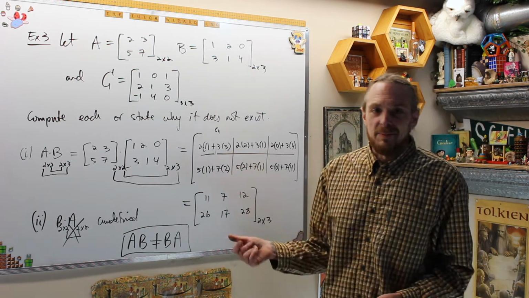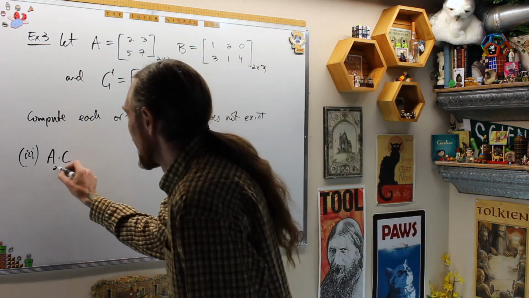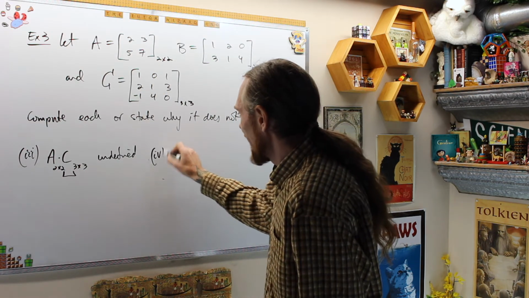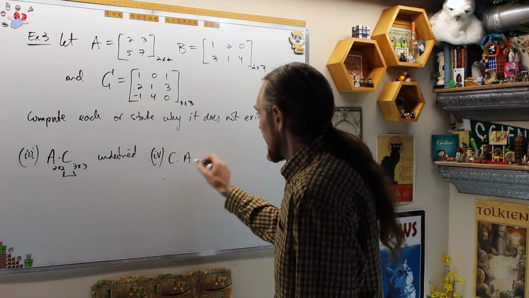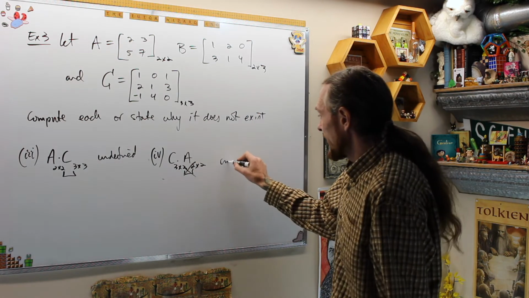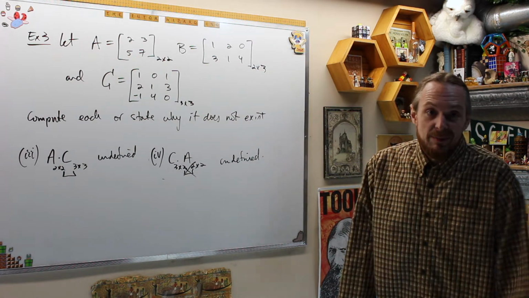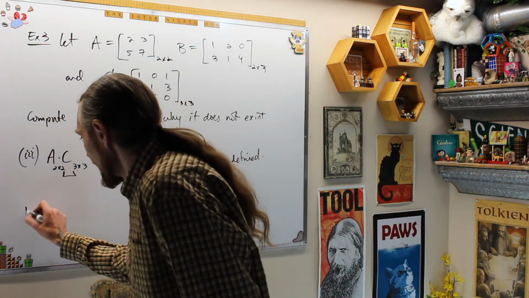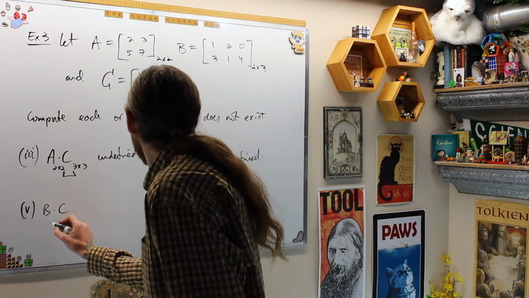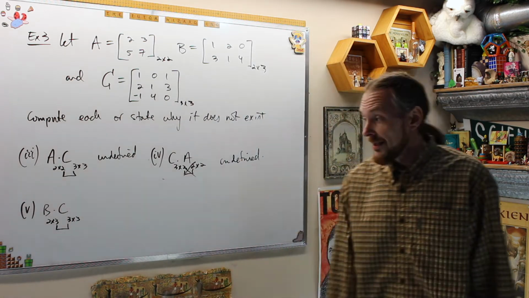Next, I think we only have to compute a couple of these, the rest don't work. 3, A times C. Again, this is 2 by 2, 3 by 3, undefined. Good. 4 is C times A. This is 3 by 3, this is 2 by 2. They don't match, this is undefined. So you can't take two square matrices of different sizes and multiply them together, it'll never work. Now 5 was B times C. This was 2 by 3 and 3 by 3. Oh, the inside indices match, and we're going to get a 2 by 3 matrix.